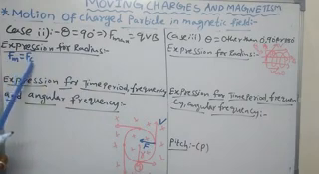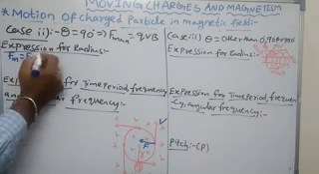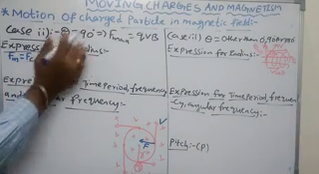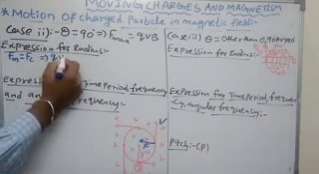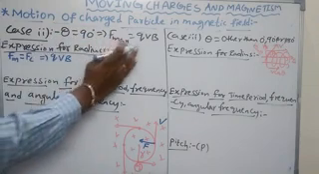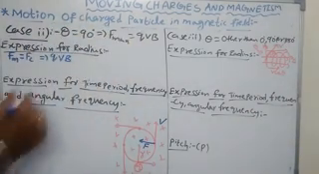Here the centripetal force is balanced by the magnetic force. Theta is equal to 90, so what is the magnetic force here? QVB. Understand? The maximum force is QVB.